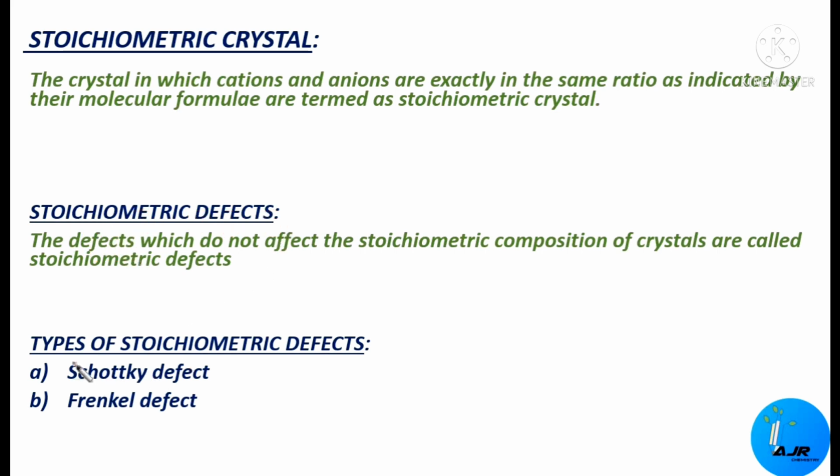Let us see the different types of stoichiometric defects now. The first one is the Schottky defect and the second one is the Frenkel defect. These two, Schottky as well as Frenkel defects, are seen in ionic compounds. We can see this type of defects in ionic solids, right? Two more types are also there, the vacancy defect and the interstitial defect. They are seen in non-ionic compounds, and we can see those types in my later classes.